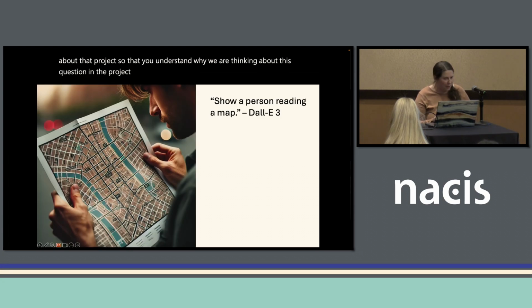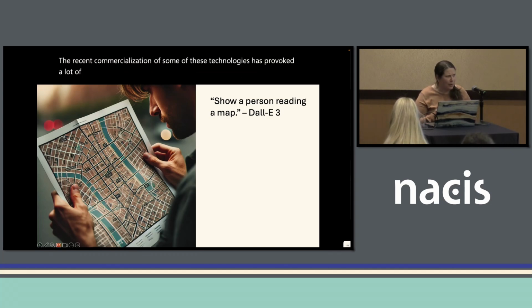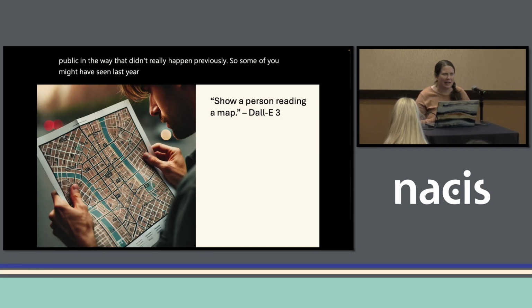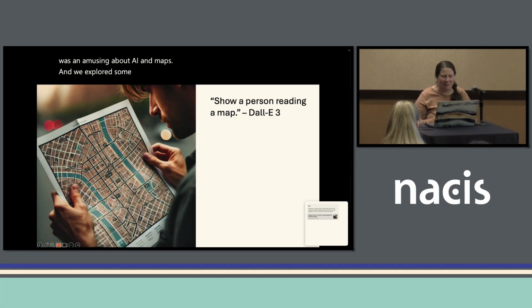Although AI technologies have been in development for a long time, and cartographers in fact have been experimenting with them for a long time, the recent commercialization of some of these technologies has provoked a lot of interest. It's also put AI technologies in the hands of the general public in a way that didn't really happen previously. Some of you might have seen last year at the banquet, Anthony and I gave what we hoped was an amusing Pecha Kucha talk about AI and maps. And we explored some of its current capabilities.